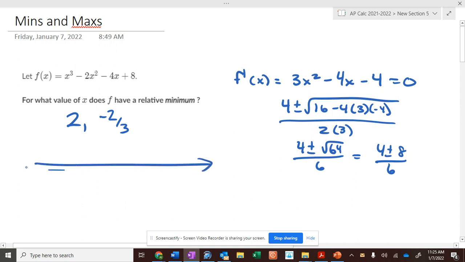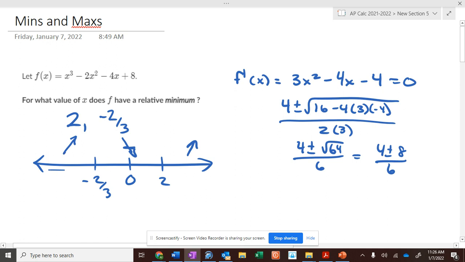So what you got going on is you got a negative 2/3 here and a 2 here. So what's the easiest number to check in between them? 0. So what's going on at 0? If you stick 0 in here, we get a negative 4. So it's a negative answer here. So what's the graph doing? It's going down here. After 2, what do you think it's going to be doing? Going up. So then here, since it's not a double root, it should be going up before it gets there.